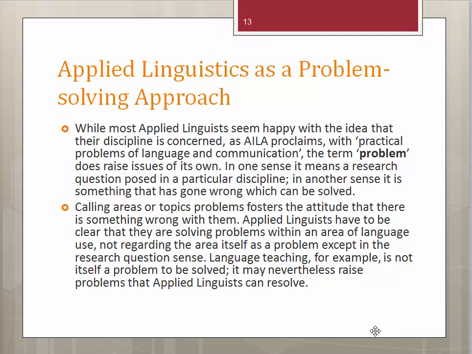In one sense, it means a research question posed in a particular discipline. In another sense, it is something that has gone wrong which can be solved or which can be corrected. Calling areas or topics problems fosters the attitude that there is something wrong with them. Applied linguists have to be clear that they are solving problems within an area of language use, not regarding the area itself as a problem, except in the research question sense.